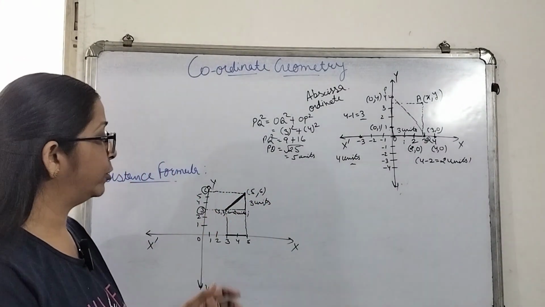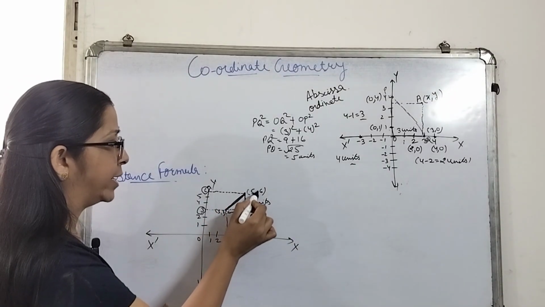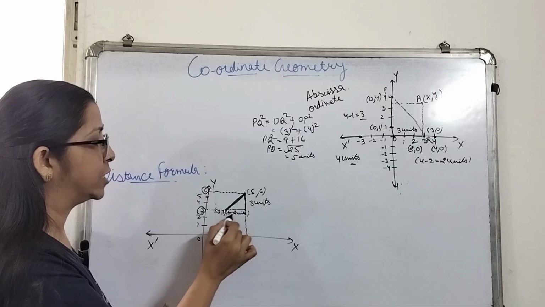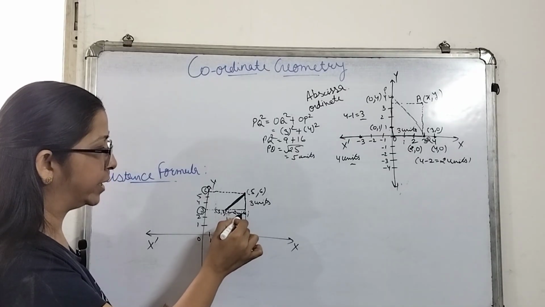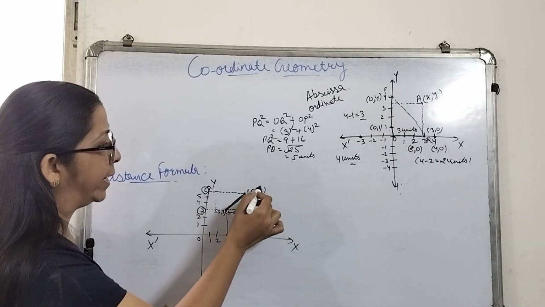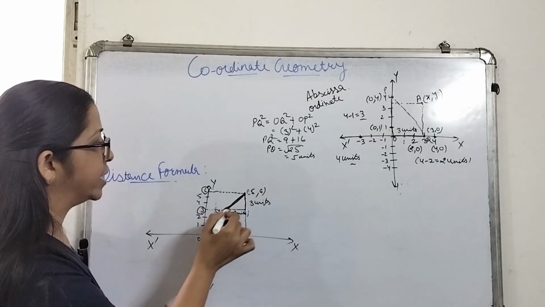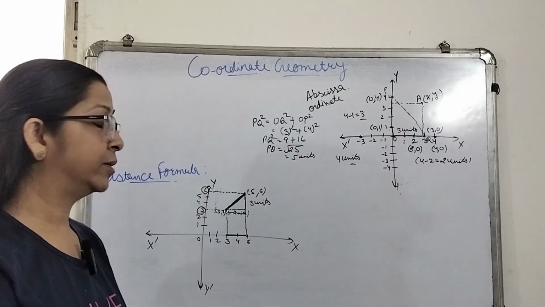How can we find it out? Just subtract from this x coordinate 5 the other x coordinate. 5 minus 3, it will give you 2 units of the x coordinate. And over here, y coordinate was 6 and here y coordinate was 3. So 6 minus 3, it is your 3 units.